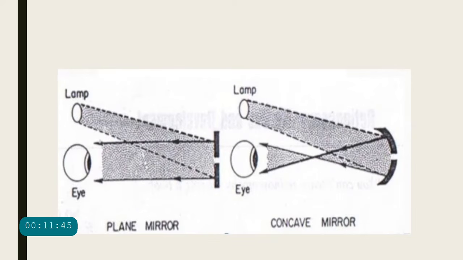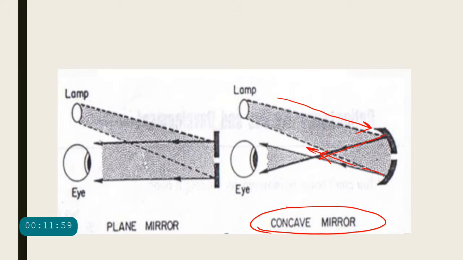Now, the idea of plane mirror and concave mirror is that, if you remember from your physics, concave mirrors are basically the converging type of mirrors. So when the light passes through a concave mirror, it is going to cause convergence of the light. Because of this convergence, we are going to get a very focused beam. In case of concave mirror, a smaller but a very focused beam.